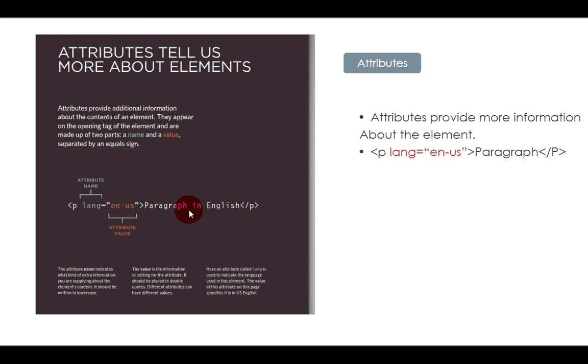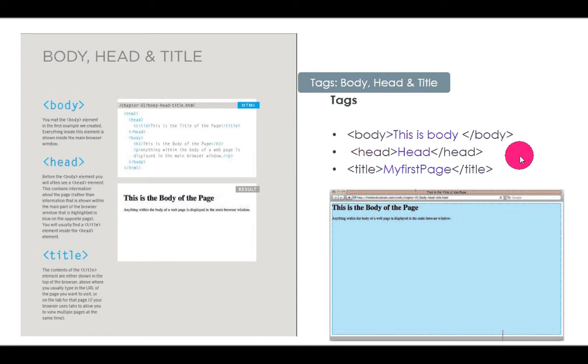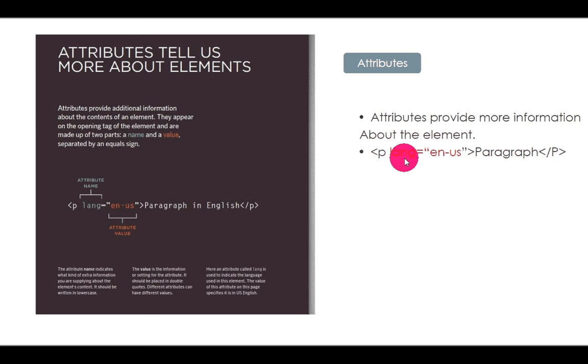For a paragraph, if you write more attributes for a particular tag, then it tells something about that tag. This is the first attribute name. The attribute name is language, and its value is English. So this tag tells that for a paragraph, the language is English. This is how it looks like.